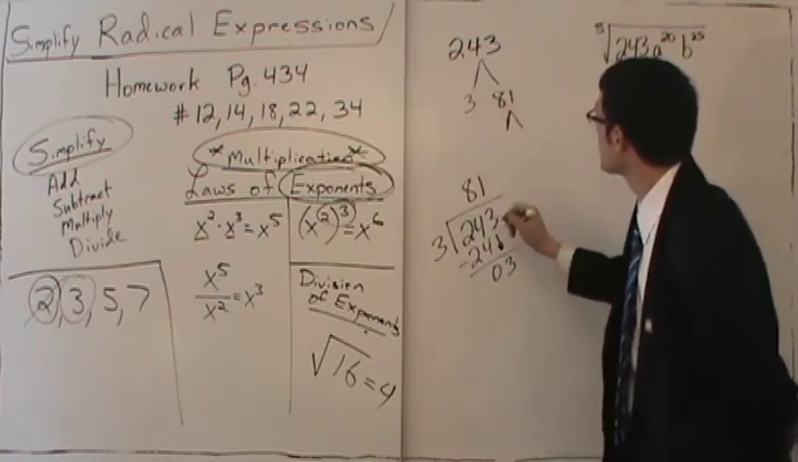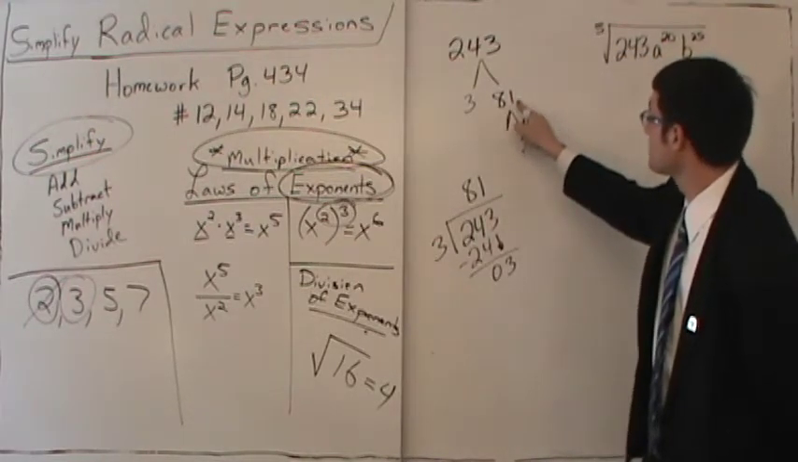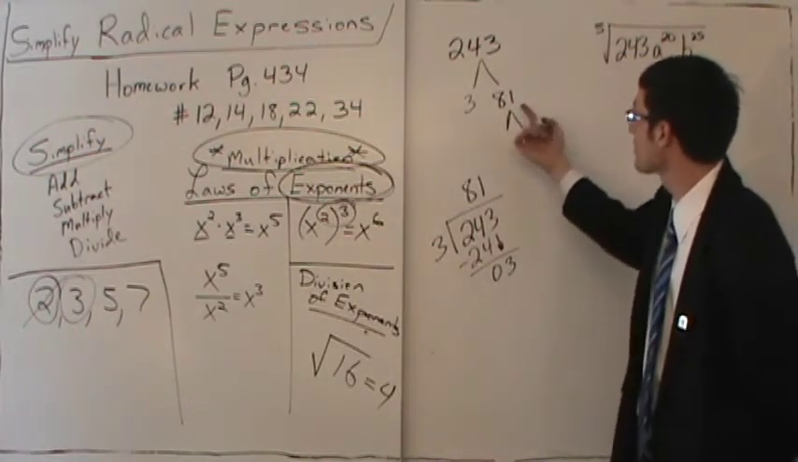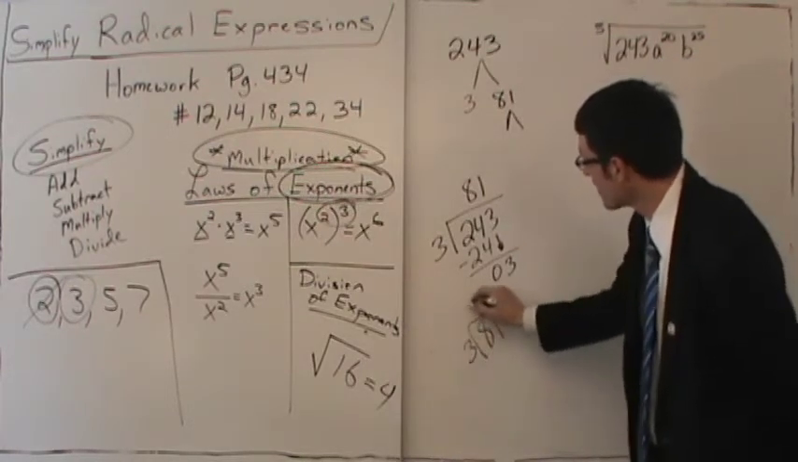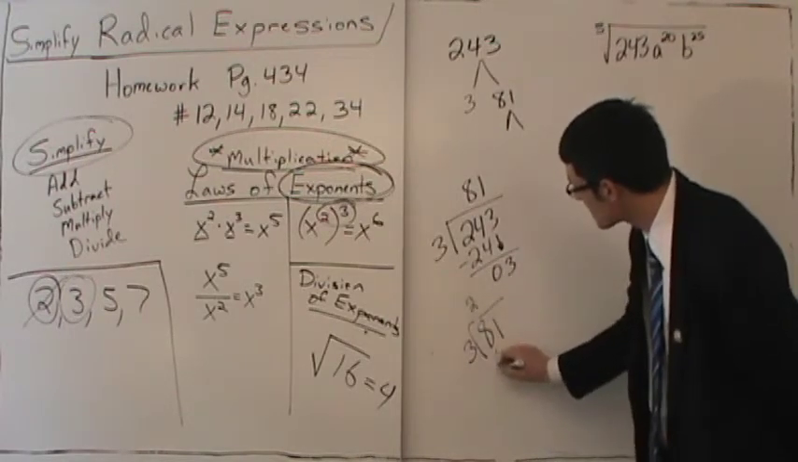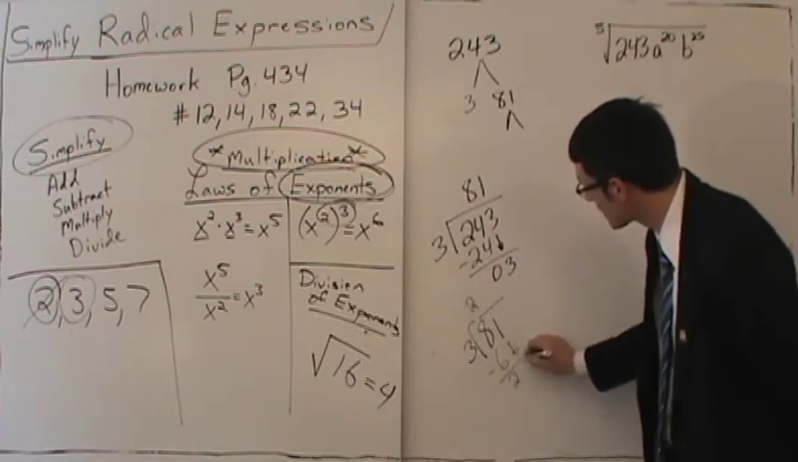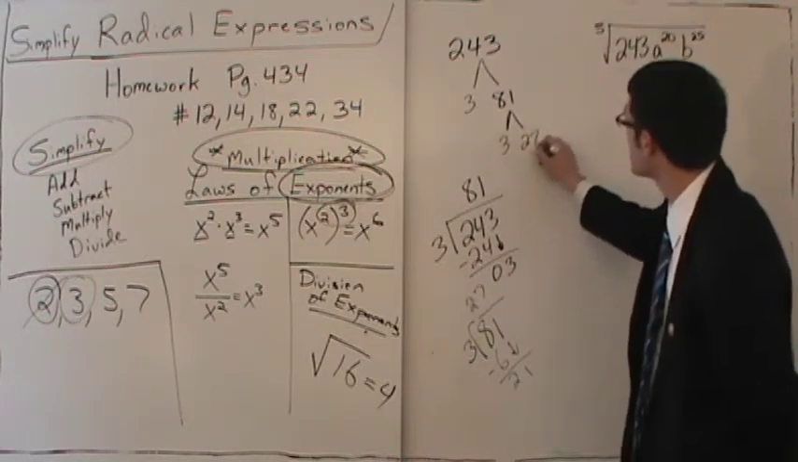Now, can we divide by 3 again? Yes. 8 plus 1 is 9, and since 9 is divisible by 3, 81 is divisible by 3. So take 81, divide by 3, we get 2. 2 times 3 is 6. Subtract, we get 21. Bring down the 1. 3 goes into 21 7 times, so we get 3 times 27. Now you can keep going.